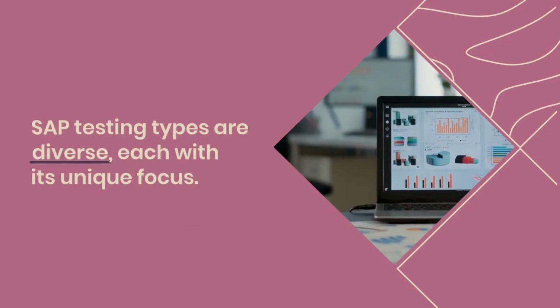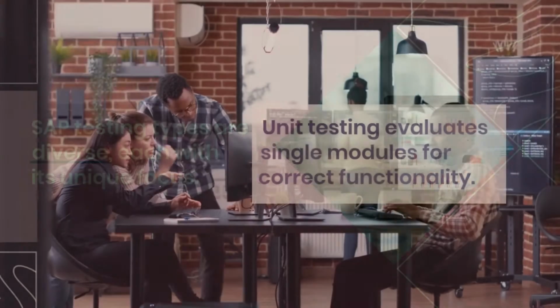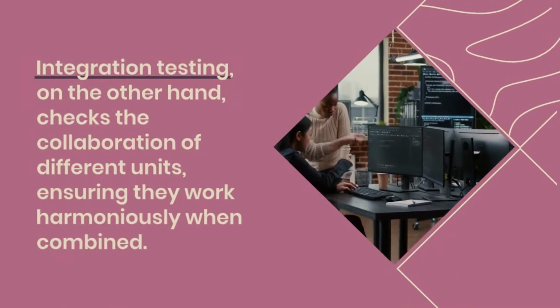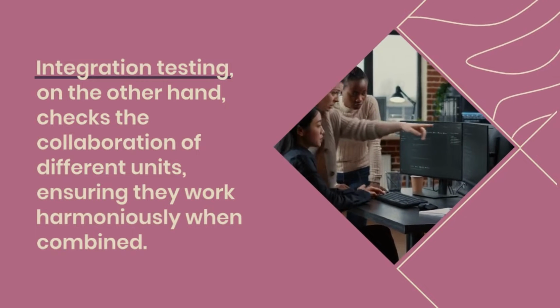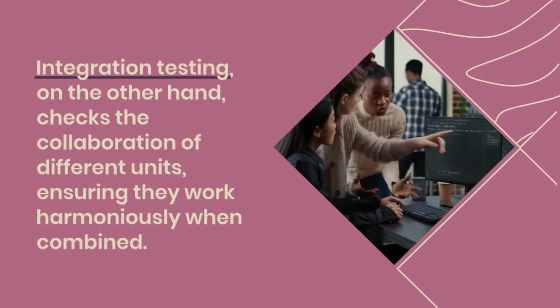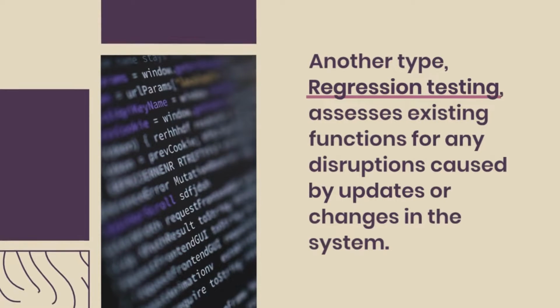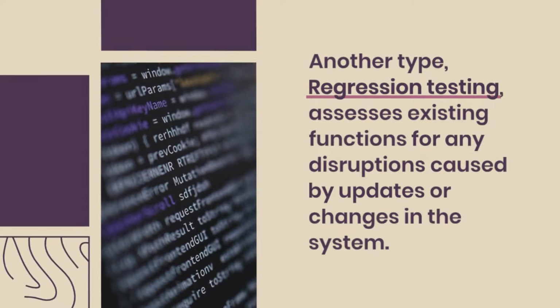SAP testing types are diverse, each with its unique focus. Unit testing evaluates single modules for correct functionality. Integration testing, on the other hand, checks the collaboration of different units, ensuring they work harmoniously when combined. Another type, regression testing, assesses existing functions for any disruptions caused by updates or changes in the system.